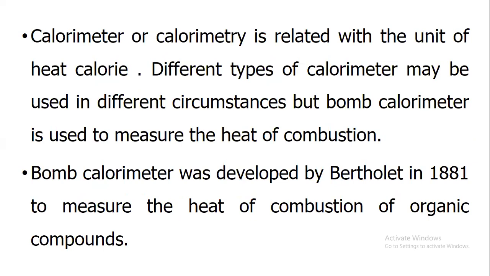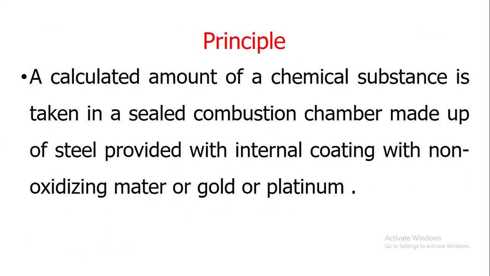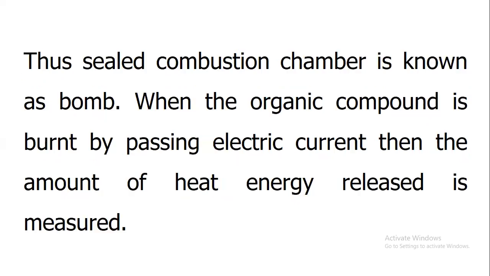Calorimeter or calorimetry is related with the unit of the heat, calorie. Different types of calorimeter may be used in different circumstances, but bomb calorimeter is used to measure the heat of combustion. Bomb calorimeter was developed by Berthelot in 1881 to measure the heat of combustion of organic compounds. Principle: a calculated amount of a chemical substance is taken in a sealed combustion chamber made up of steel provided with internal coating with non-oxidizing matter or gold or platinum. The sealed combustion chamber is known as bomb.